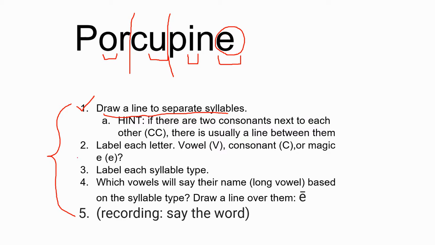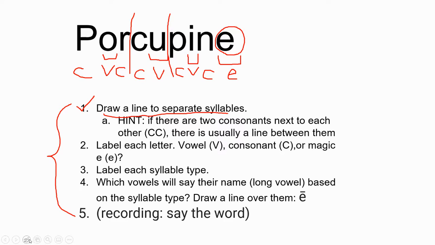So that's step 1 done. The next step is label each letter. Vowels, consonants, or magic E's. So we got vowel, vowel, vowel. That's a magic E. Consonant, consonant, consonant, consonant, consonant. Okay, so we have 3 different patterns here.